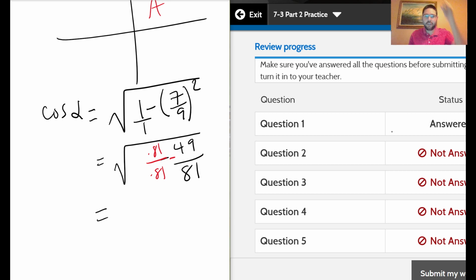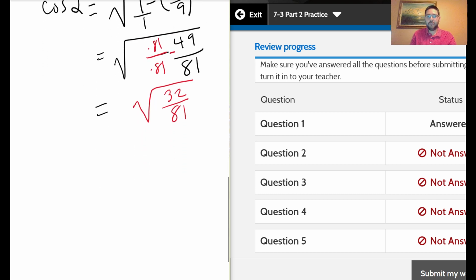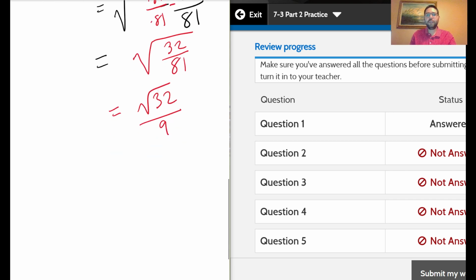minus. Okay, I'm just going ahead and save some space there. So 81 minus 49 is, it's going to be 40. No, it's going to be 32/81. All right, and again, they give you a one that's not so nice. The square root of 32 is not a nice number. Square root of 81 is 9. Okay, so there's my answer so far.